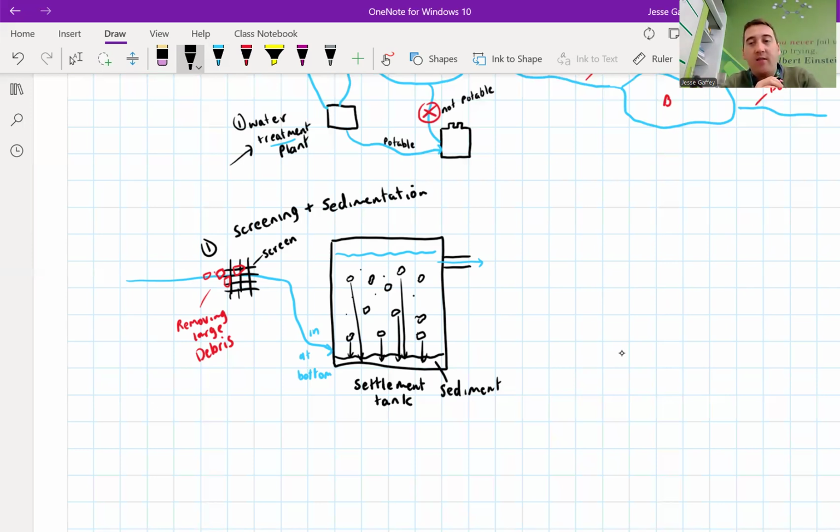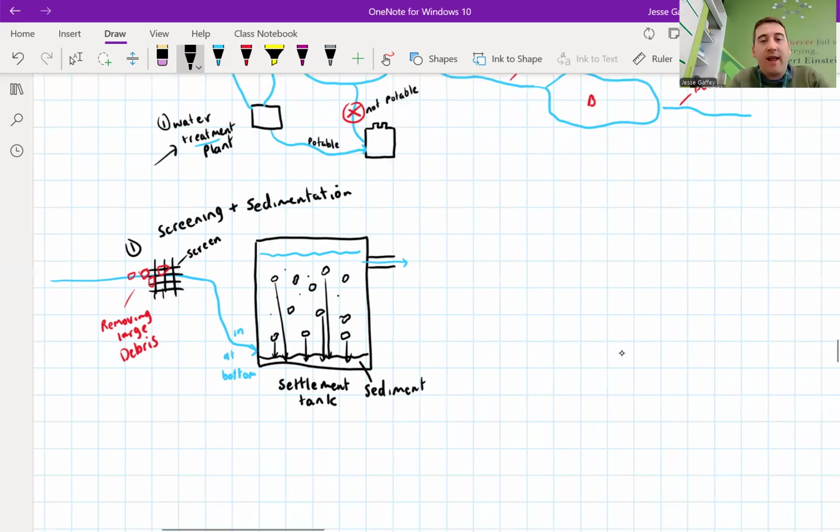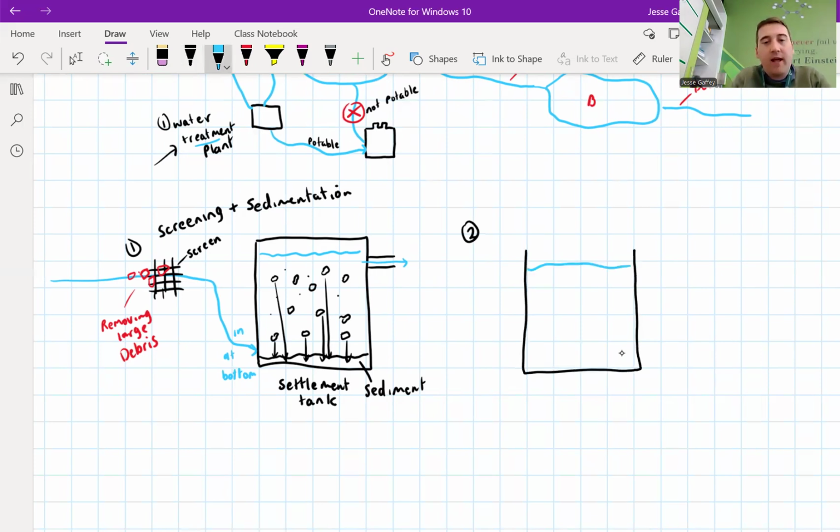Now we're not there yet. It's still not potable, still not ready to drink. So what happens now? Well, now we move into the next stage of water treatment, which is going to involve another tank. So the water is going to flow into this tank, right? So that water flows from there into here, right?